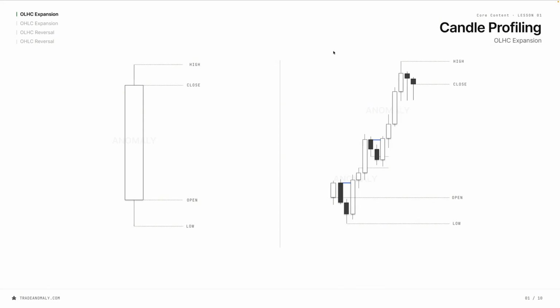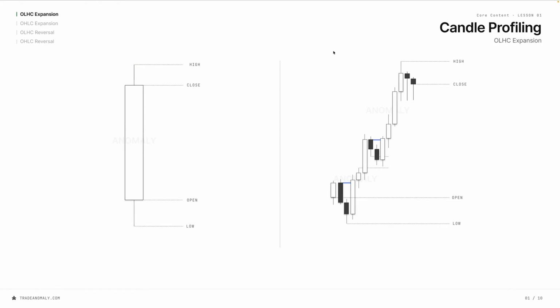Now, there are two functions to candle profiling. That is how a candle forms, right? The open, low, high, close, or open, high, low, close, and the wick size. So, firstly, let's cover all the different candle types and how they form. And then we'll cover wick size and why wick size actually matters.